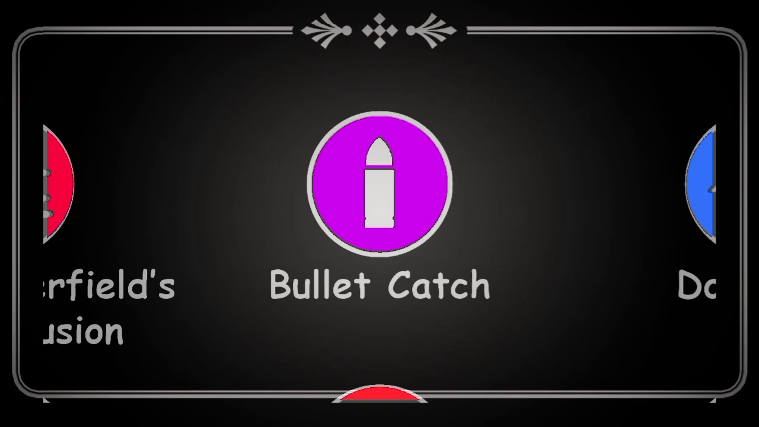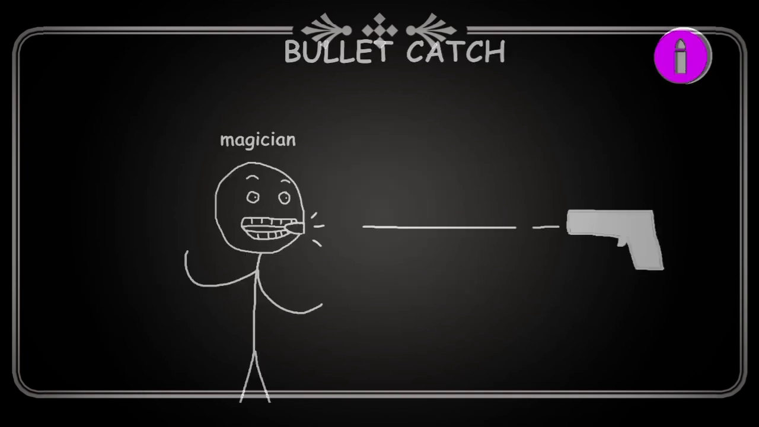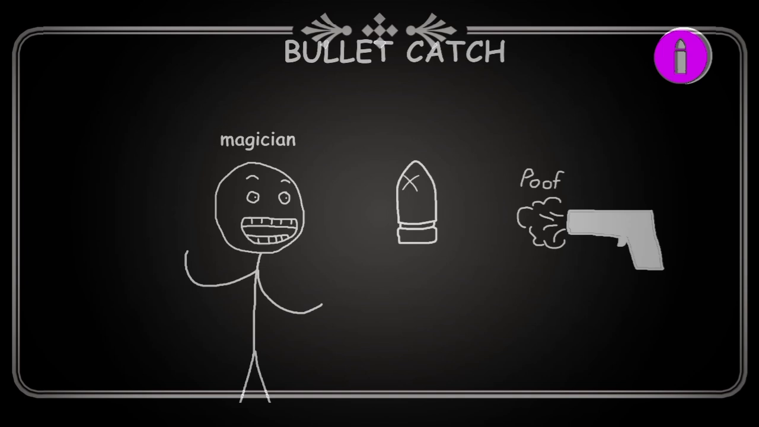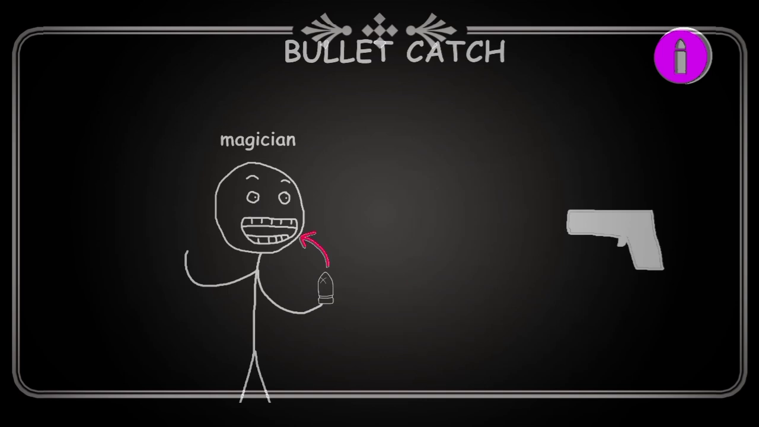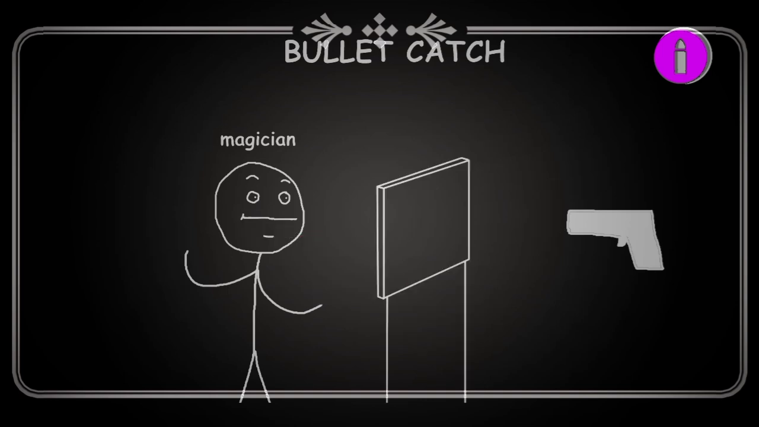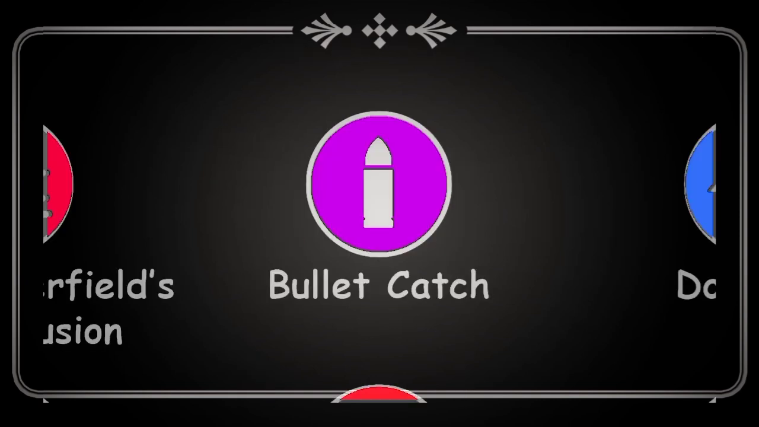Bullet catch. The magician has to catch a bullet fired from a pistol with his teeth. The truth is that the gun fires blanks. The performer marks a bullet and only pretends to put it into the gun, while in reality he keeps it in his hand using fast hand movements. He then puts it in his mouth and keeps it there until it's time to show it. The pane of glass through which the bullet should purportedly pass is set to destroy itself just when the gun is fired.